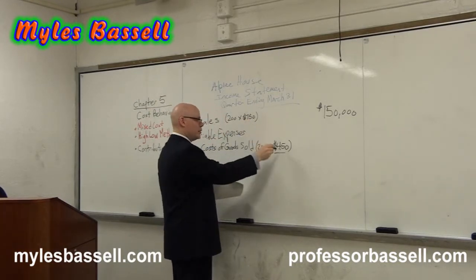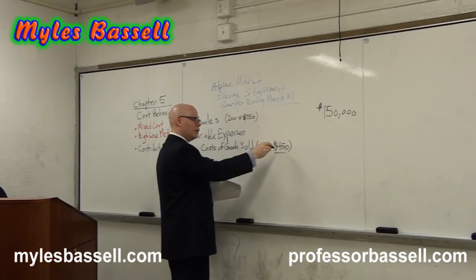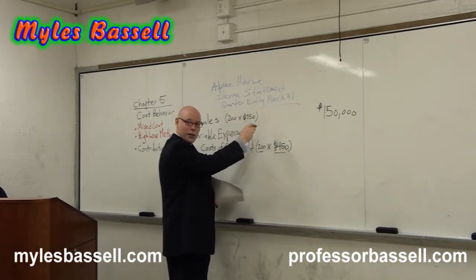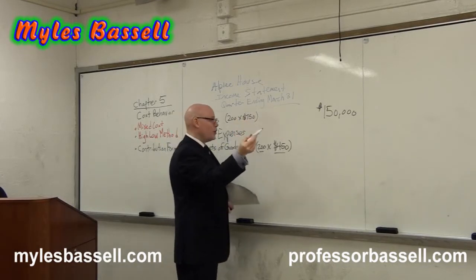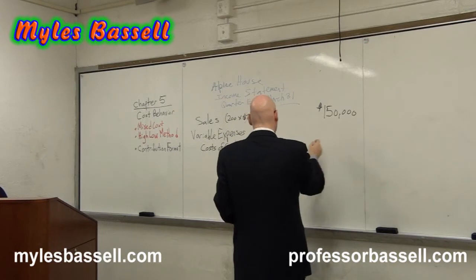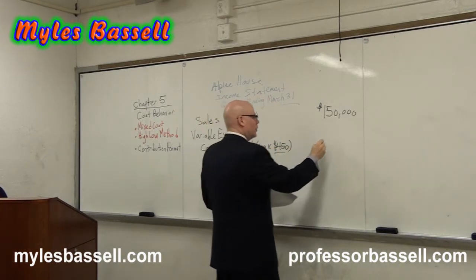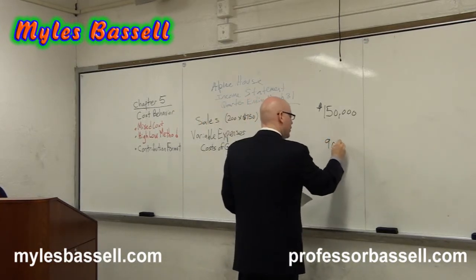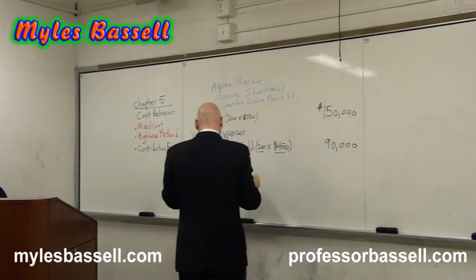So that means for each pair that we sell, we have $300 as the unit contribution margin. All right, so how much is this? $90,000 is the cost of goods sold.